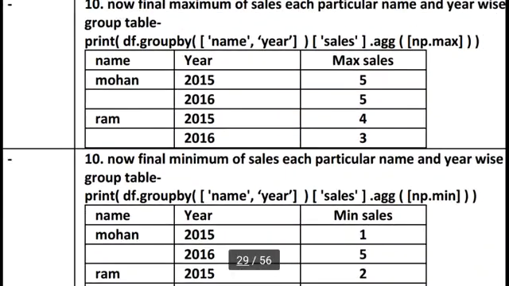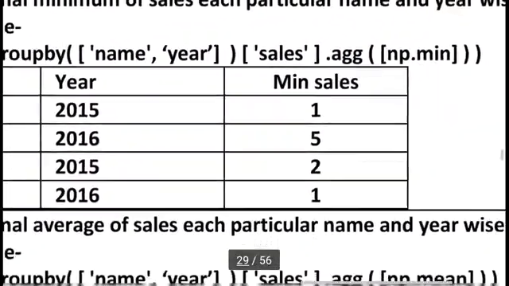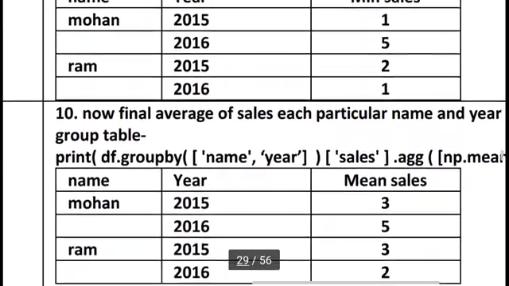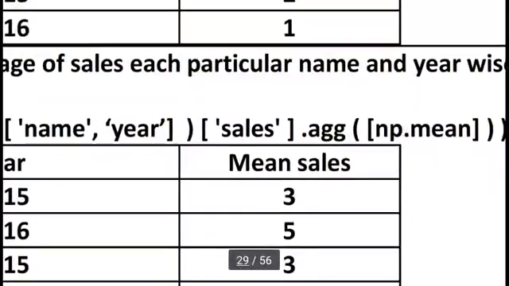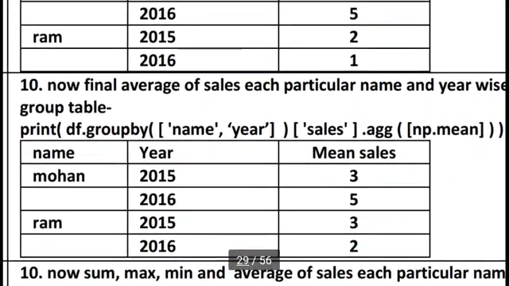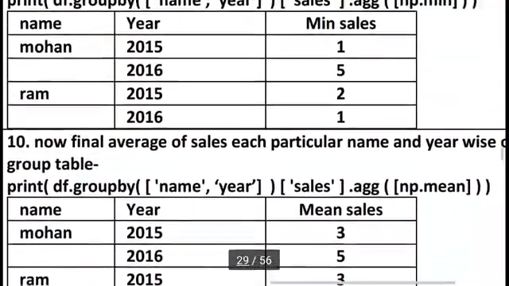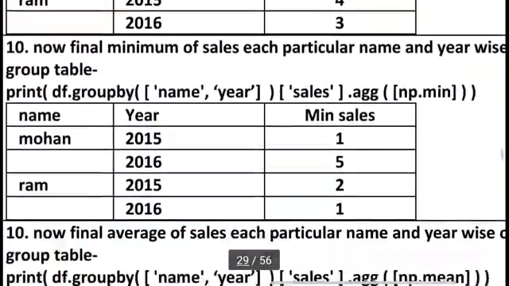And if you want to see the minimum sale, only one thing you have to change, np dot min. So you can see the minimum sales of a particular name, and in each name in a particular year. If you want to see the average sale, simply you can write here np dot mean. So you can see the mean average sales year wise and according to name, and all the aggregate results we can put together directly in one result.